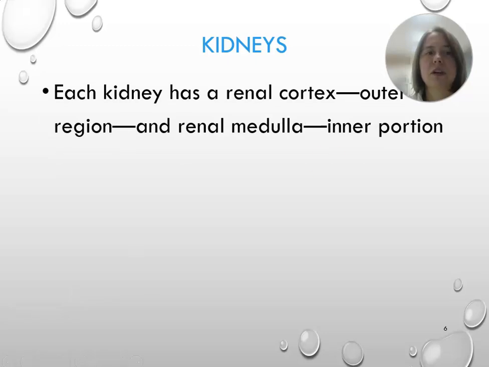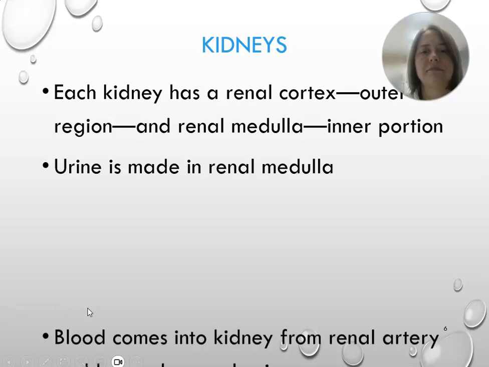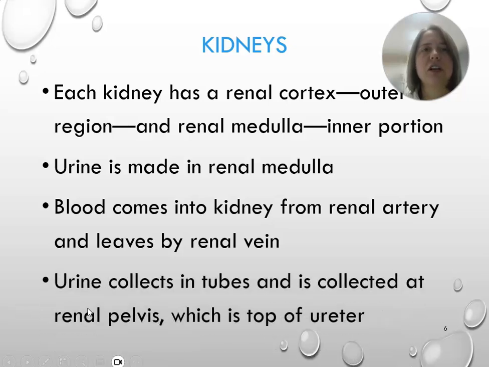Okay, what else should we know? Each kidney has a renal cortex, which is the outer region, and a renal medulla, which is the inner portion. So the urine is made in the renal medulla, and blood comes into the kidney from the renal artery and leaves after it's been filtered by the renal vein. So urine collects in tubes or tubules and is collected at the renal pelvis, which we'll look at, which is the top of the ureter.